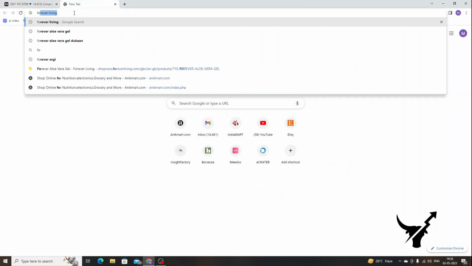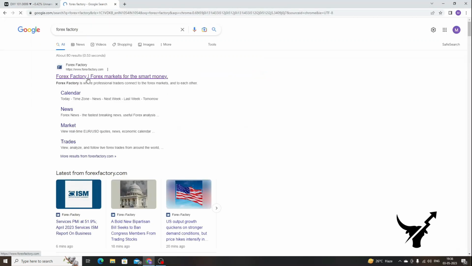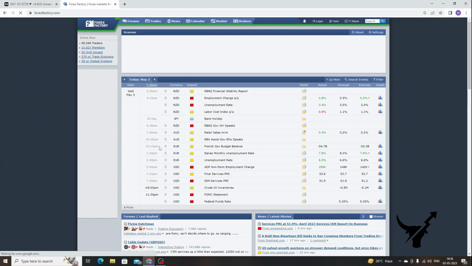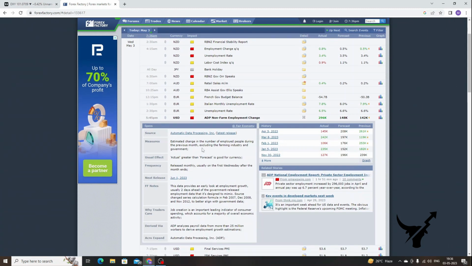And one thing I'll recommend: this is my personal favorite news channel for Forex. I don't know how many of you know it, but it is the easiest one to read to see how the market is going and which are the important news. The red ones are the most important ones and the yellow ones are not so important. Today we can see USD ADP non-farm employment change. If you want to see what this is, it is the estimated change in the number of employed people during the previous month, including the farming industry and government.